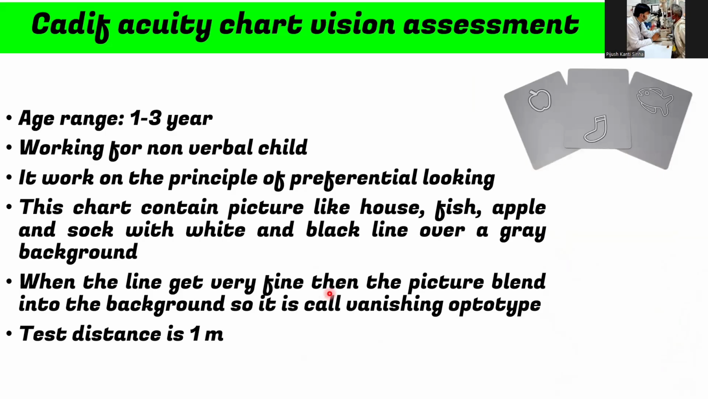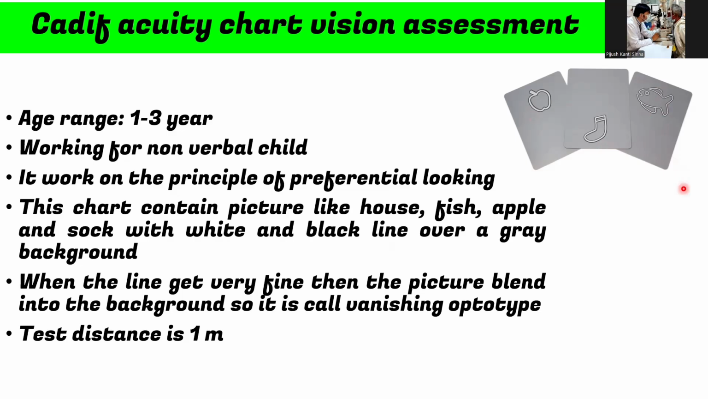Now let's go to the Cardiff acuity. This is done for 1 to 3 years. The Cardiff acuity test is mainly used to check the vision in young children, in the age of 1 to 3 years, in non-verbal kids, who can't even identify the letters or shapes properly yet. So it's a very simple or clever test. It works on the idea of preferential looking. Here you see the apple, sock, or this fish.